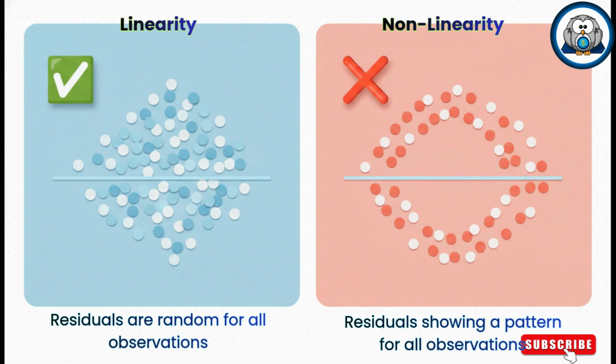So how do we check for this stuff? Well, one of the coolest things is that you can often just see it. After you build the model, you take all those little errors, we call them residuals, and you plot them. If what you see looks like a random mess of dots, like a shotgun blast on the left, you're golden. That's good. But if you see a clear pattern, like that smile or frown on the right, that's a huge red flag telling you the real relationship isn't a straight line at all.